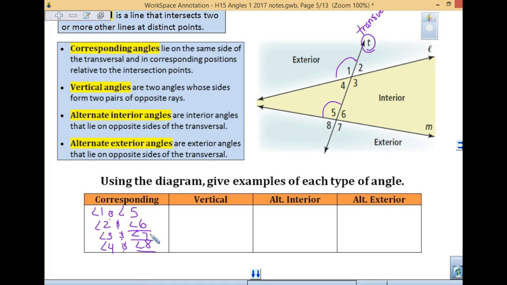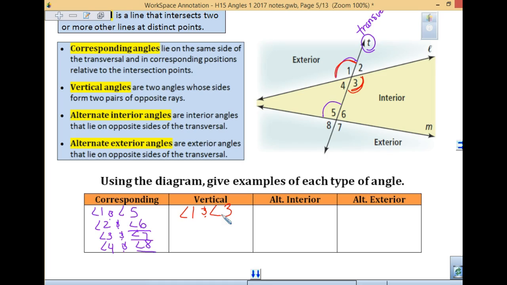The next type of angle is vertical. Vertical angles are 2 angles whose sides form 2 pairs of opposite rays. So, 2 angles, like angle 1 and angle 3. Angle 1 and angle 3 are vertical.